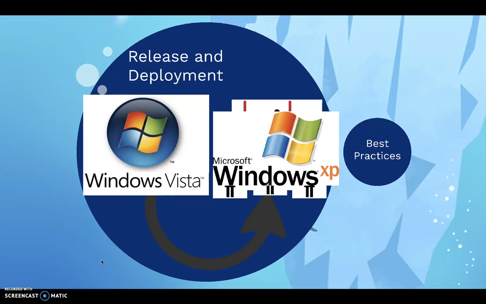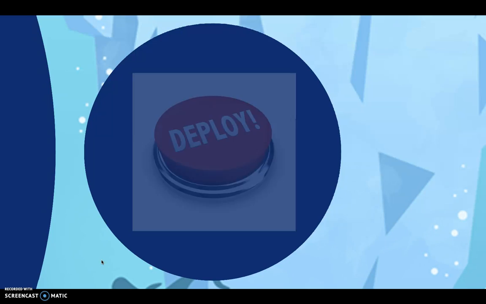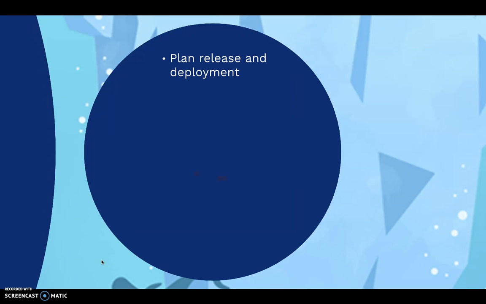Let's look at some basic principles. 1. Plan release and deployment carefully. Don't build things and put them into production quickly, or you will likely face serious failures. Consider risk, stakeholders, and ownership chains when doing your planning.